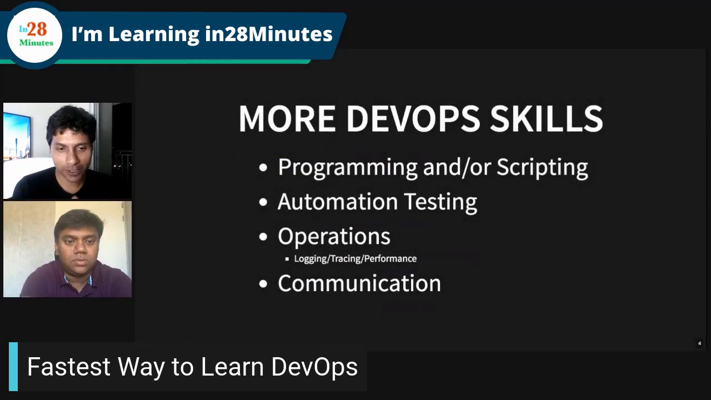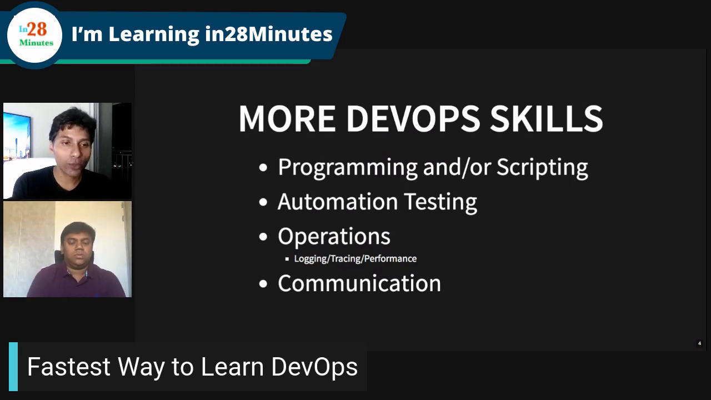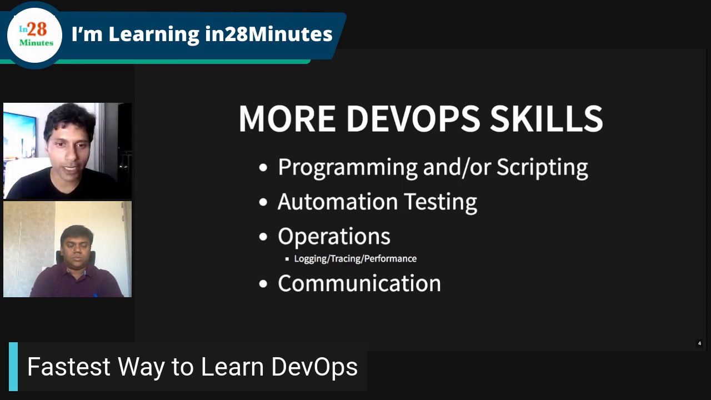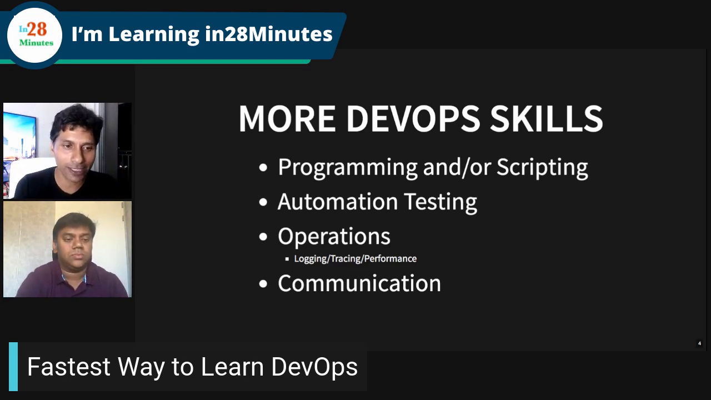Let's quickly look at a few other skills that would be important as part of DevOps. We talked about continuous integration, continuous deployment, infrastructure as code. We talked about containers and container orchestration. The last thing we talked about was cloud. In addition to that, these are more skills you would want to focus on once you master the basic DevOps skills. Whenever you talk about DevOps, having a little bit of programming background or a scripting background is very, very important.